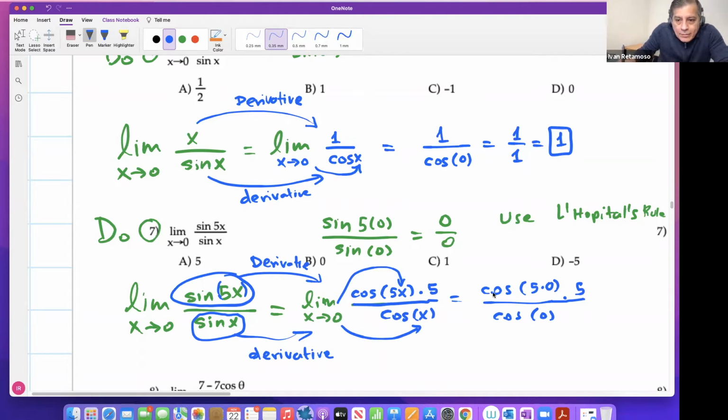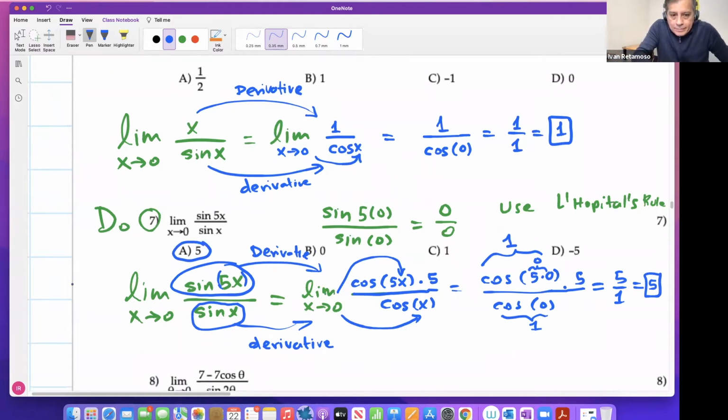Cosine of 5 times 0 is cosine of 0, which is just 1, right? Cosine of 0 again, 1 here. 1 times 5 is 5, divided by 1 is just 5. So be careful there, guys. When you are dealing with a composite function, don't forget to take the derivative of the inside function. Very good, 5.